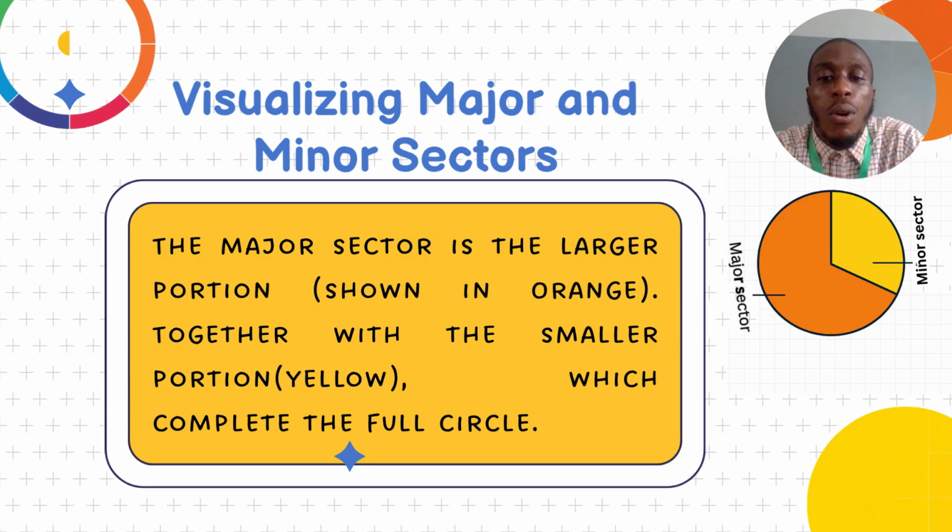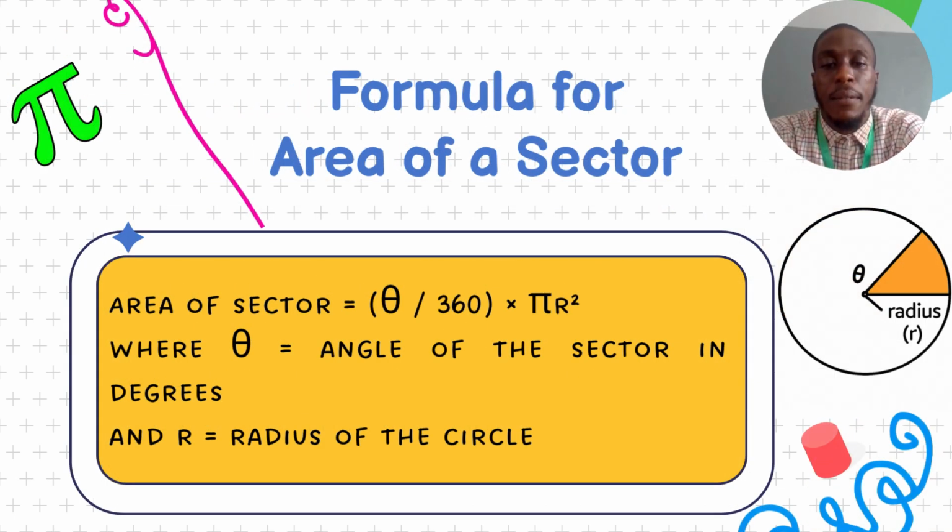Shall we now move over to the formula for the area of a sector? The formula to calculate the area of a sector is theta divided by 360 times pi times r squared. Theta symbolizes the angle of the sector in degrees, not in radians. When I say theta, I mean the symbol of the circle that has a line in between.